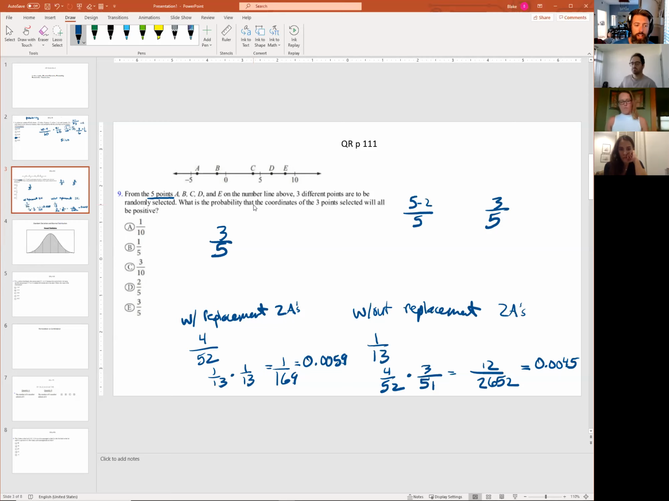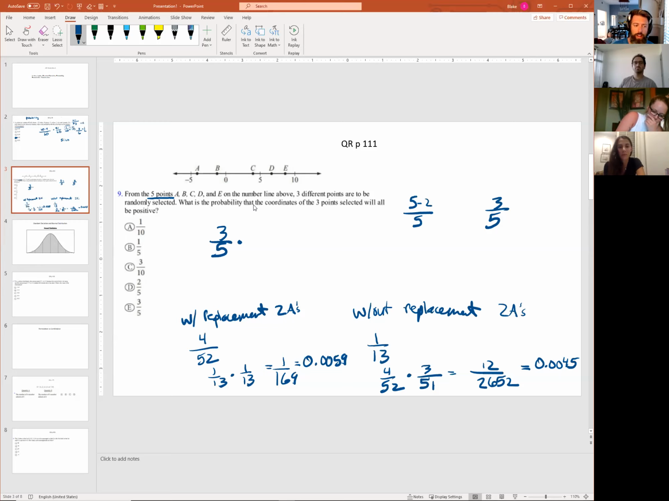So the first probability for 1 point selected will be positive. That's the same whether there's replacement or not. But let's look at this. What's the probability that the coordinates of the 3 points selected will be positive? With replacement basically means you reset the deck, you reset the system. That's not really something we can do here. We have to pick 3 points at once. If we're trying to pick 3 points at once, we're not resetting it. We're taking them all out at once. We can't pick a point and then put it back in and then pick it again. Does that make sense?